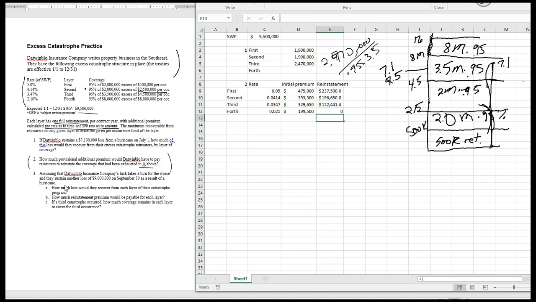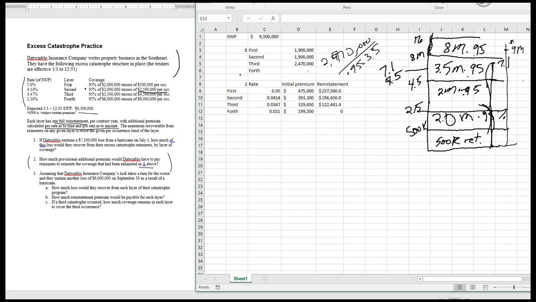So that's 0. The next question is, assuming the Dat Wind Blow insurance company's luck takes a turn for the worse and they sustain another loss of $9 million on September 30th as a result of a hurricane, how much loss will they recover from each layer of their catastrophe program? So let's go back to our chart. And we'll now run another loss through this same program. And this one is a 9 million. So it actually just goes 1 million into the fourth layer.